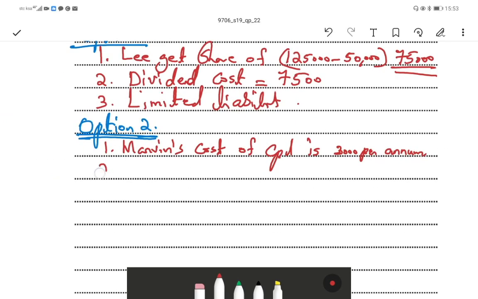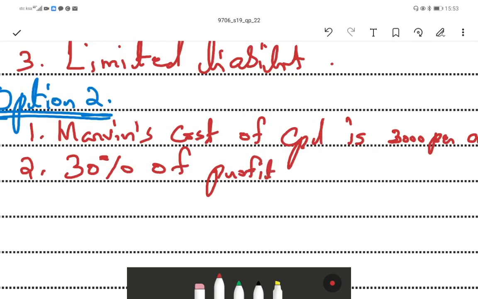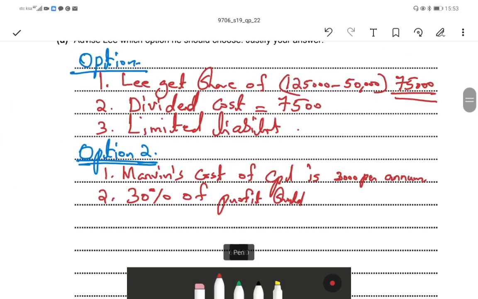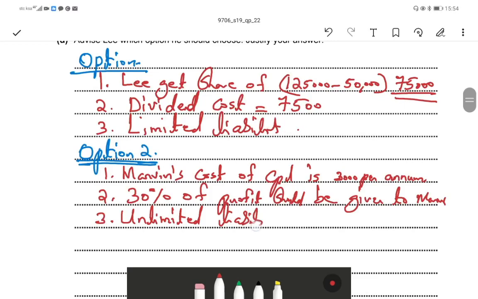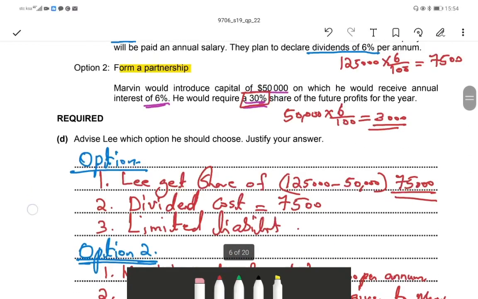And 30% of profit should be given to Marvin, right? Profit should be given to Marvin. And a partnership means unlimited liability. So children, which is the best?